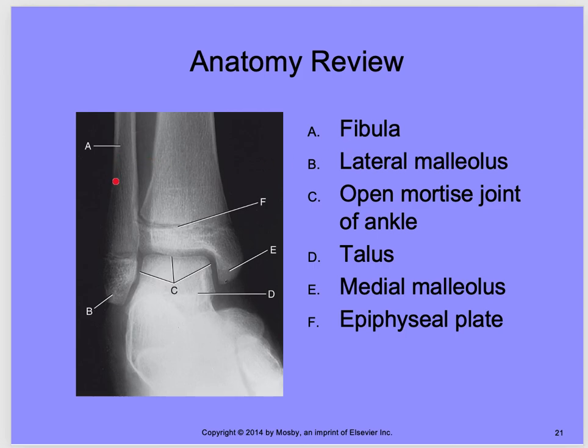So A is fibula, so fibula, tibia. B is the lateral malleolus. So if B is the lateral malleolus, E is going to be the medial malleolus. Okay. So C is your open mortise joint of the ankle. D is your talus, because your talus forms that joint of the mortise joint. Talked about E, and then F. This is that epiphyseal plate. You can see that it's not connected. Here's another epiphyseal plate. So this is a younger individual whose epiphyseal plates have not fully joined together.